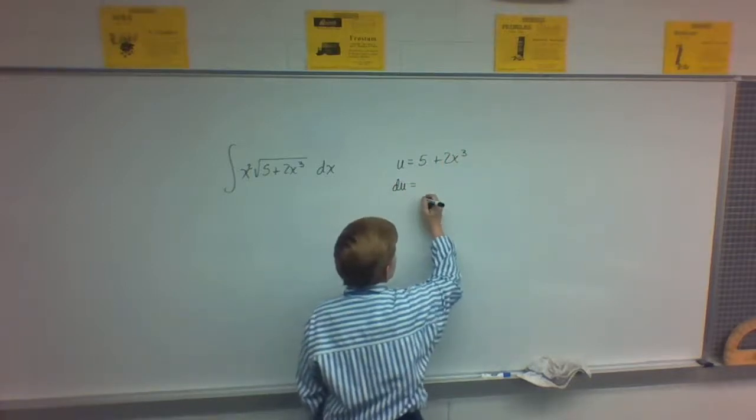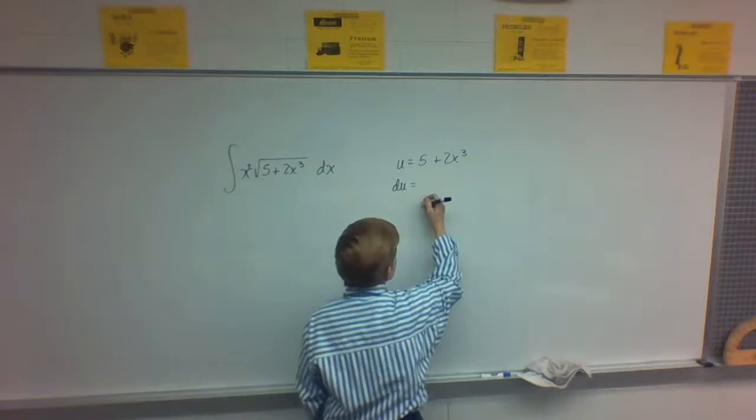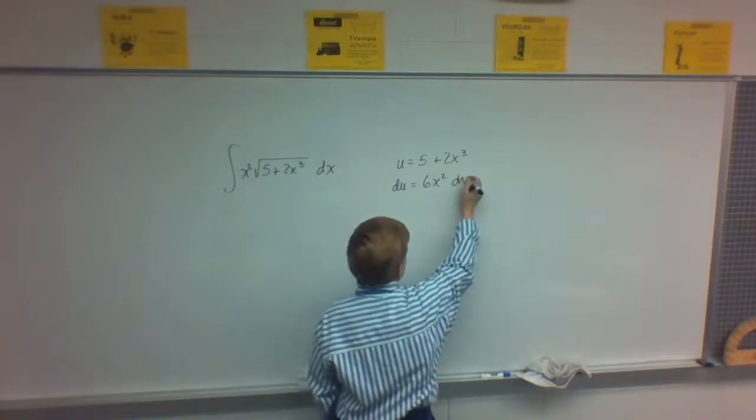Wait, could we make it 1/3 cubed so it comes out easier? Nope. No, 1/2 x to the 4th. What is this thing's derivative? 6x squared. Hold up. What? It was a dx. Yes.